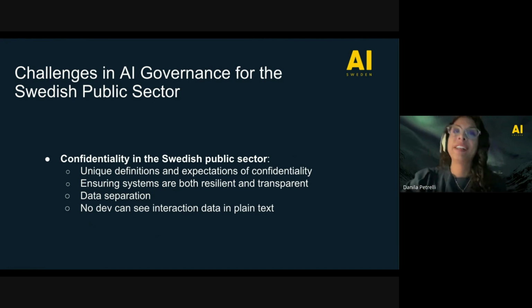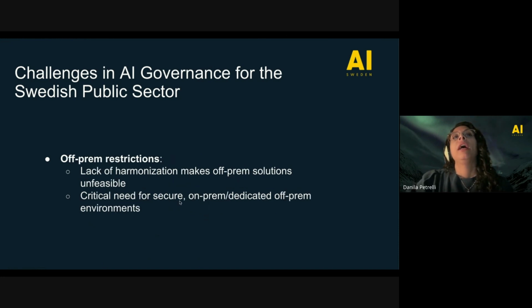This is super fascinating and interesting, that no developers, when building these systems, can actually see interaction data in plain text. Please, among you, anybody who has been dealing with data and built anything, can you even imagine doing so without even being able to look at the data that the user might be producing in the chatbot? And this means that you need to spend a long time understanding how to have dedicated off-prem environments that can be offered by providers that entirely isolate organizations, unless you can afford the on-prem solutions, but that comes with limits.